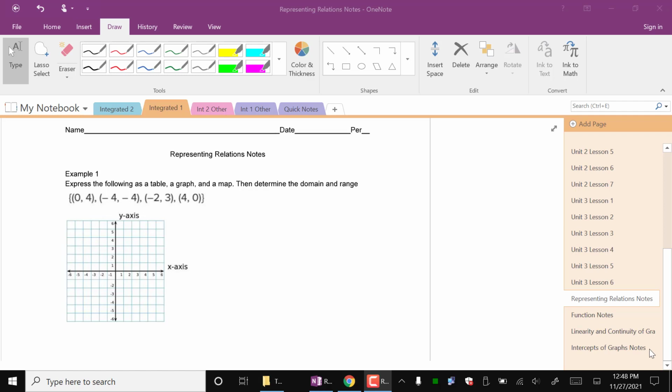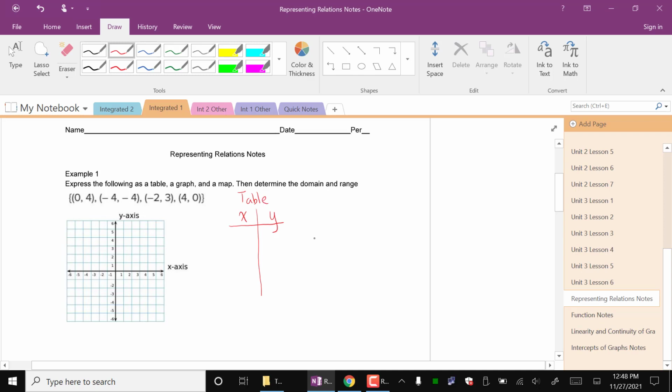So a graph is where we have our x and y axis. Then we're going to also make a table for this. So a table, we have our x values, and then we have our y values. And then we have them set up just like this. This is known as a table. So this would be our table.